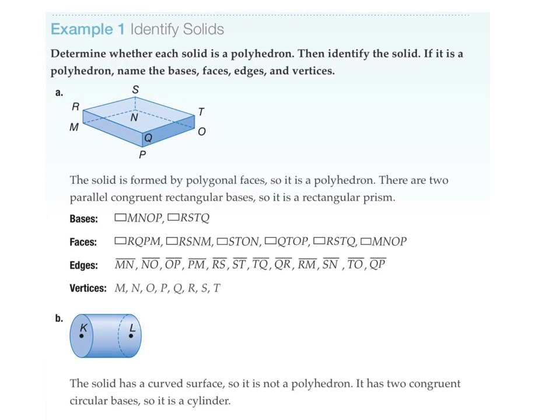Here's the solution for each one of them. Here's A, carrying on from where I left off. The second one, if you look at B, the moment that you see the curves, it's got a curved surface, so it's not a polyhedron. You don't have to answer any of the other questions apart from what is the name of the shape. In this case, it's a cylinder.